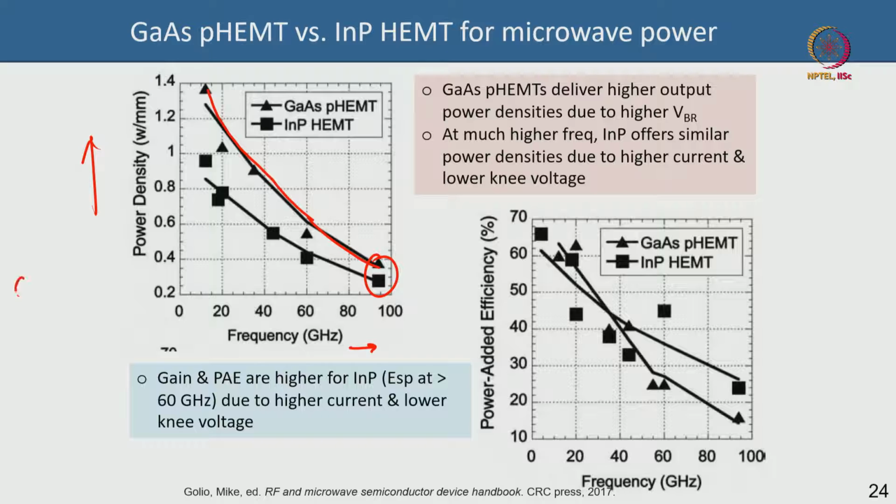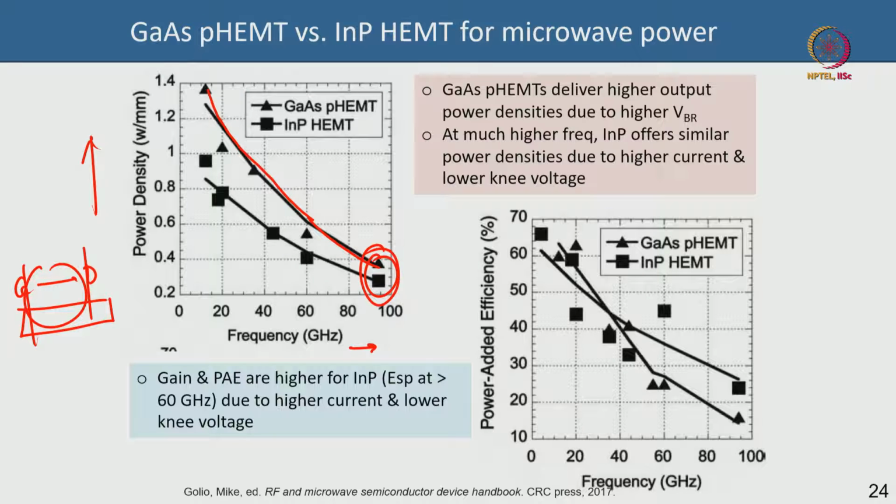Because close to 100 gigahertz, if you want to get power at 100 gigahertz, your gate drain spacing cannot be too much, okay, because your cutoff frequency will suffer. Then you need to get power at 100 gigahertz, your cutoff frequency should be around 250-300 gigahertz. So, this spacing is limited. So, whether it is gallium arsenide HEMT or indium phosphide HEMT does not matter, your breakdown voltage is limited. That is why at higher frequencies your power densities are very similar.